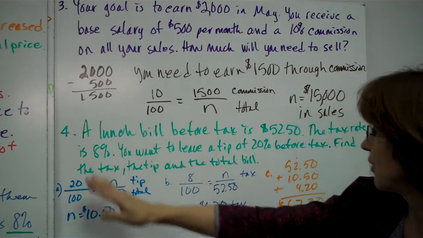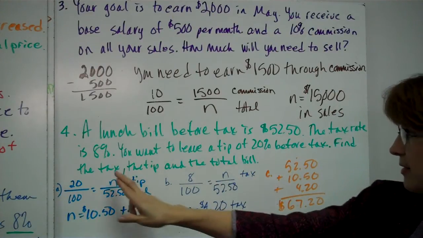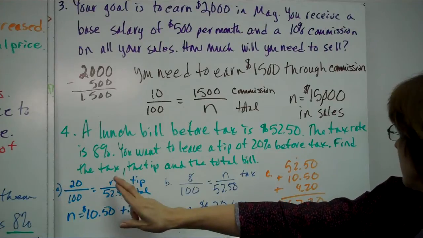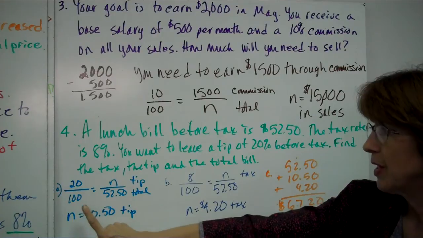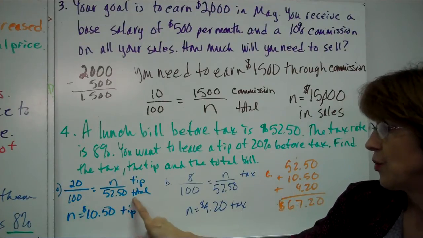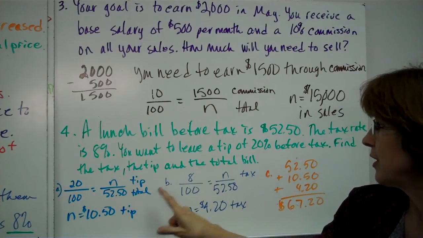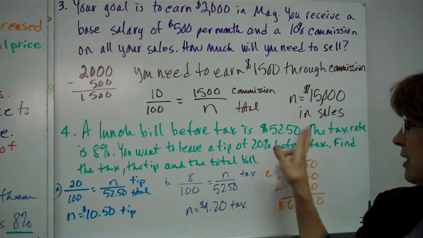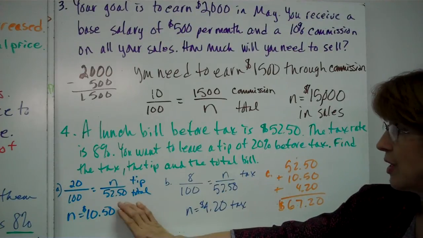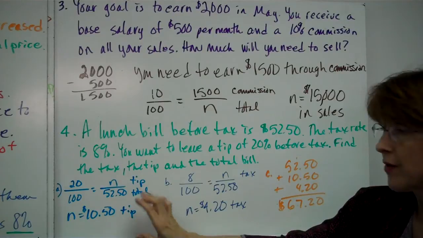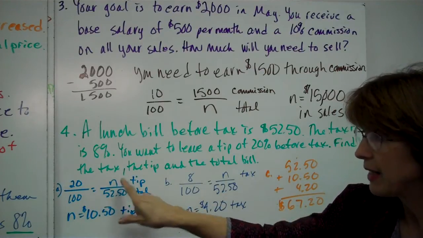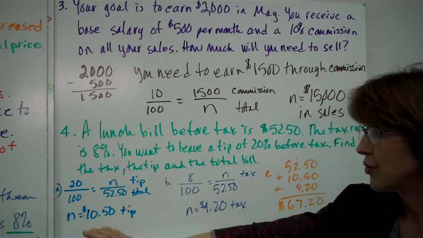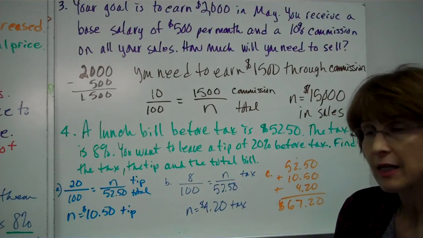All right, so the first one, to find the tip before the tax. I'm finding the tip first. Do your proportion. Put your 100 down. And then you want to have, of course, the total on the bottom. The total I know so far is $52.50. Now the tip's going to be part of that. It's going to be 20% of it. So that 20 goes on top, and N is what I don't know. That's the tip. You do your cross product, and you get $10.50.